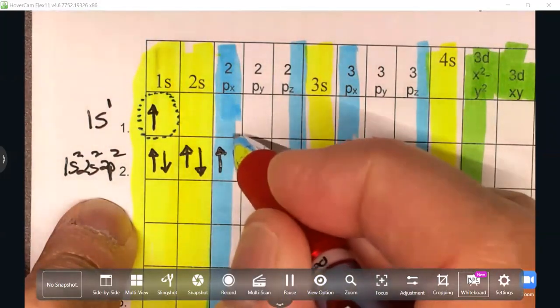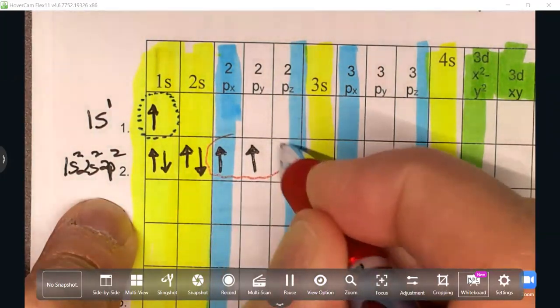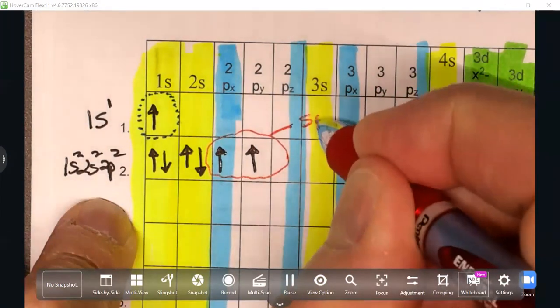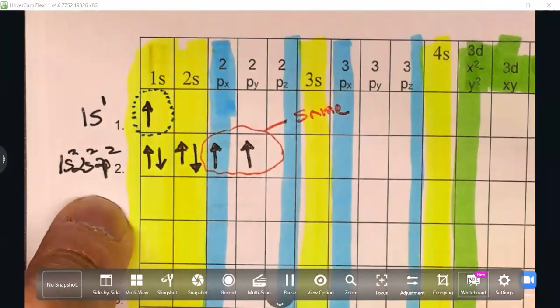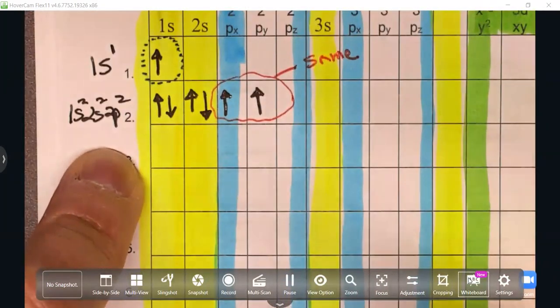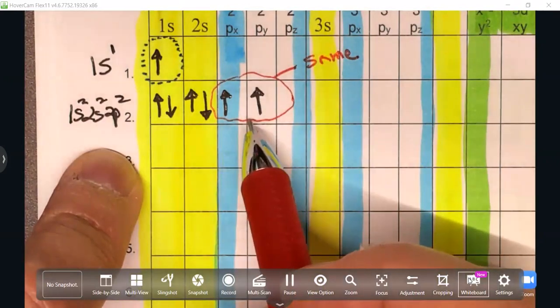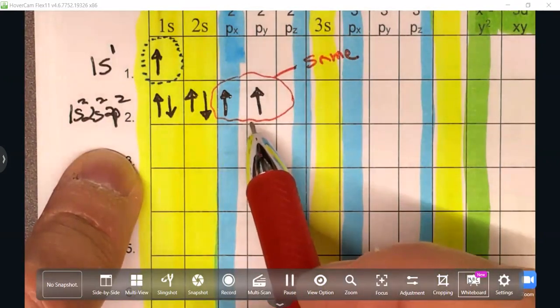And then I know that these have to be the same. By same, I mean they're both pointing up or they're both pointing down, right? That has to be the same spin.